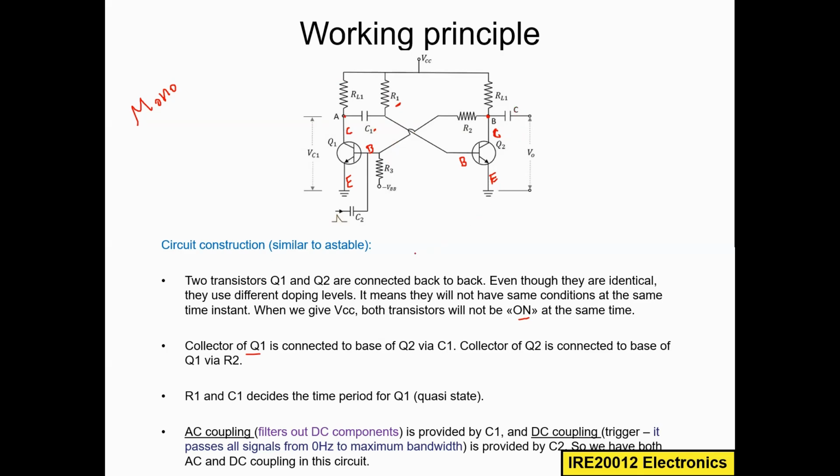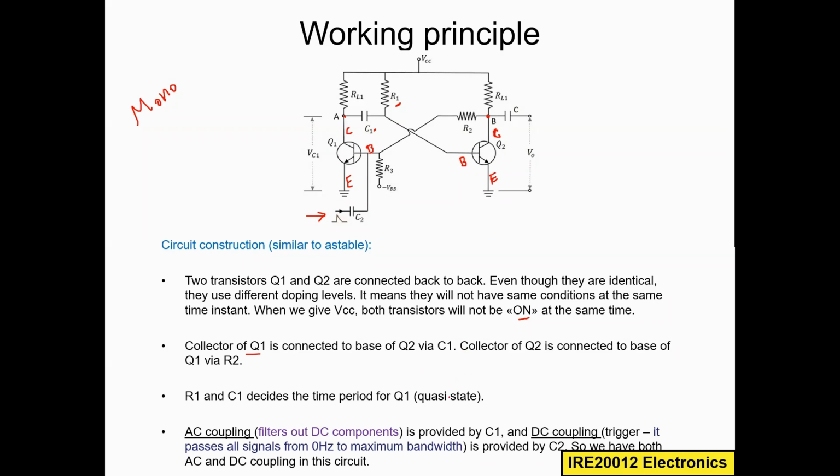You should note down one more thing here. I am applying minus VBB to the base of Q1, and I'm also applying the trigger signal via C2 to the base of Q1. So this is something different from the previous circuit. Especially you should note this one. This is called a trigger signal, which I am externally applying to this circuit, especially to the base of Q1.